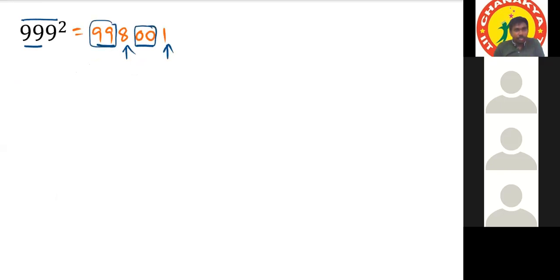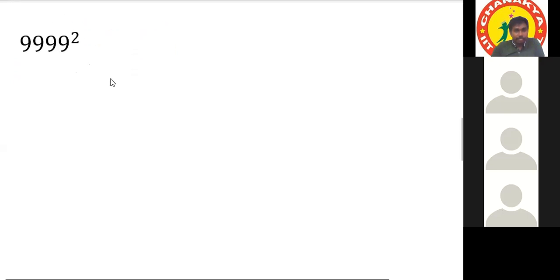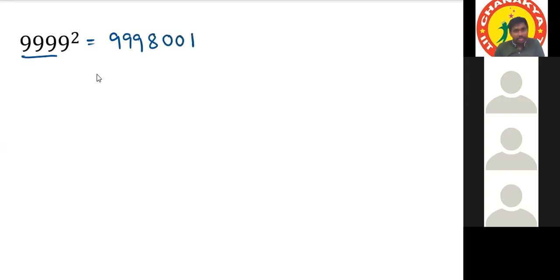What if there are four 9s then? When there are 3 9s, it will be three 9s, 8, then three zeros and 1. Actually, where did it come from? Do you remember the base method?